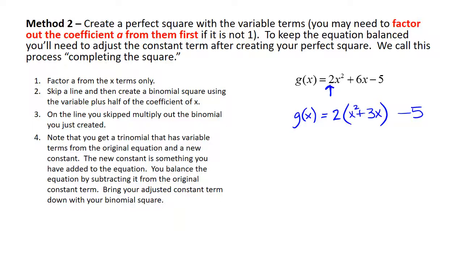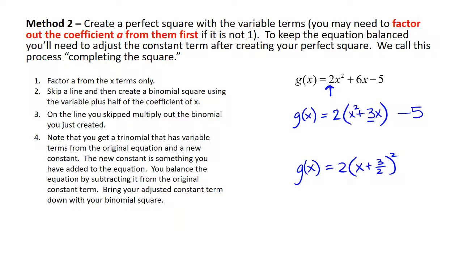All right, now we're going to skip a line so we have room to work. And we're going to then create the binomial square. And we do that by taking the variable and then half of the coefficient. The coefficient here is 3. So sometimes you will have fractions. It's not everybody's favorite, but it is going to happen. So I wanted to do an example where it does. So when we take half of 3, we get 3 halves. You could write that as 1.5 if you want. I'm going to leave it as 3 halves.